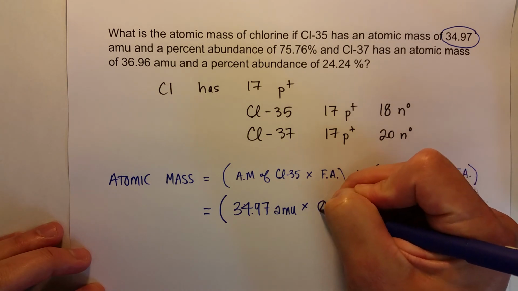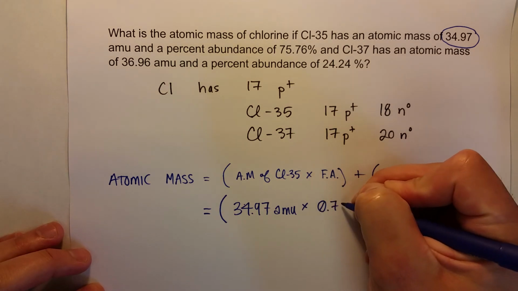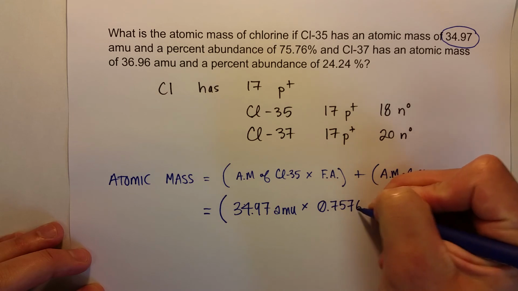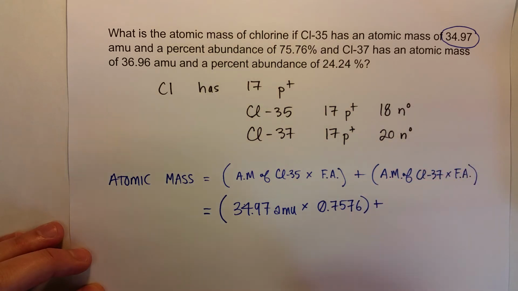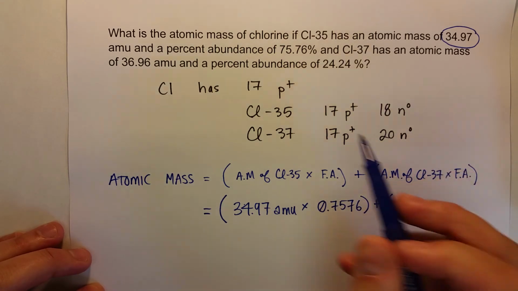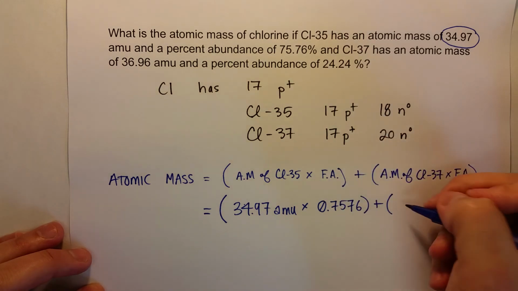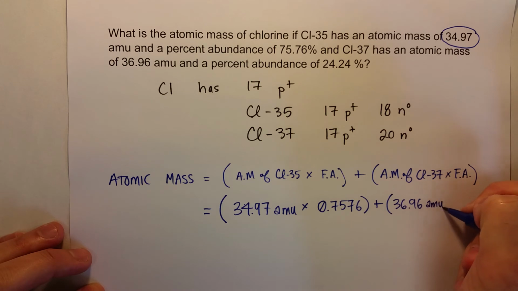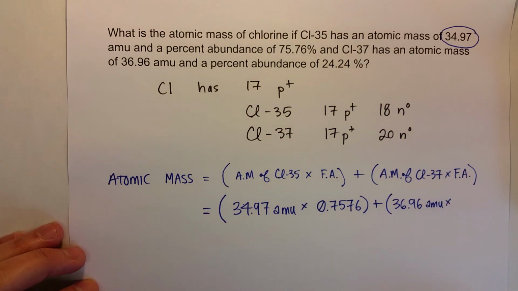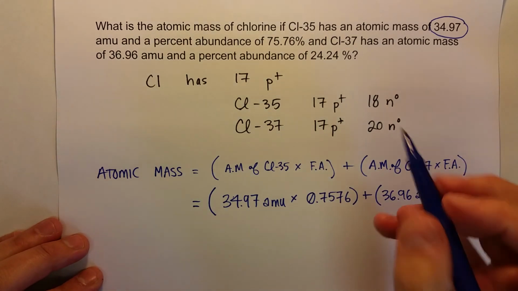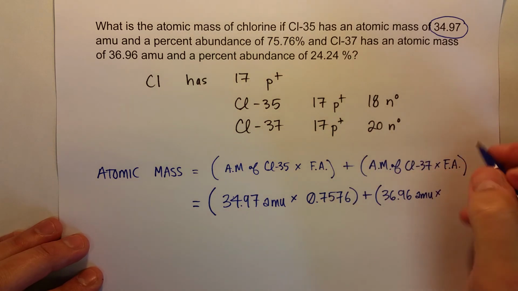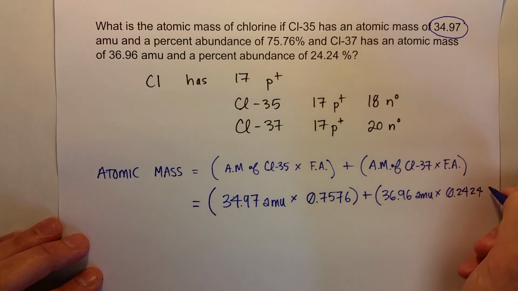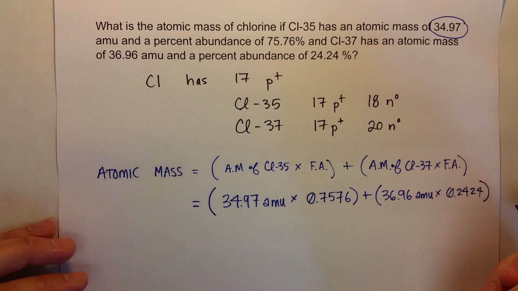So 75.76 divided by 100 is 0.7576. And we're going to add that to the atomic mass of the other isotope, chlorine-37, which is 36.96 AMUs, multiplied by its fractional abundance. Percent abundance is 24.24, so that means its fractional abundance, when I divide that by 100, is 0.2424.